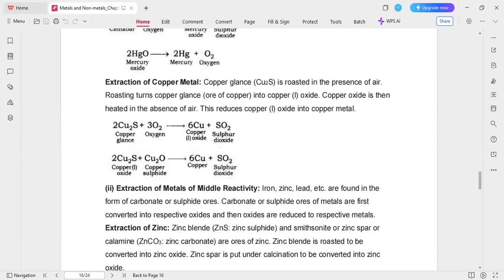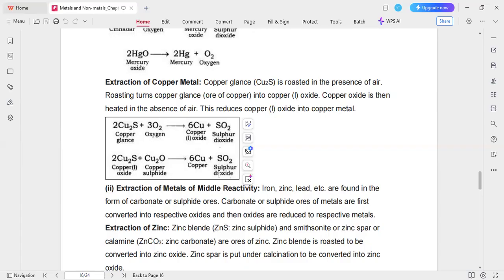Now what happens? Copper sulfide changes into copper oxide, Cu2O. Now this Cu2O is again heated with the ore itself. Here there was a mistake: Cu2S is copper sulfide, Cu2O is copper oxide. So Cu2O, that is copper oxide, reacts with the ore itself and gives you copper plus sulfur dioxide. In this way, copper is also extracted.